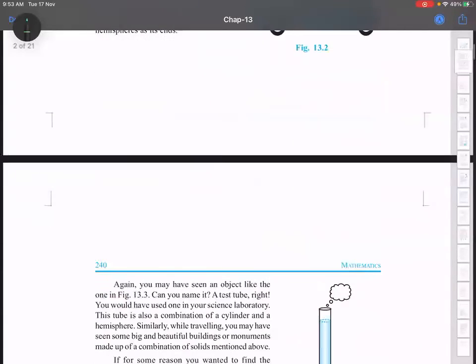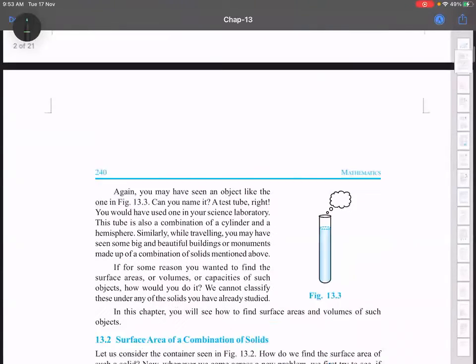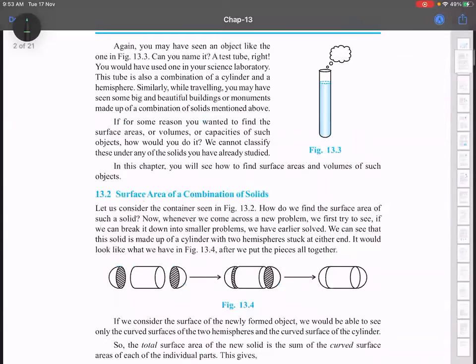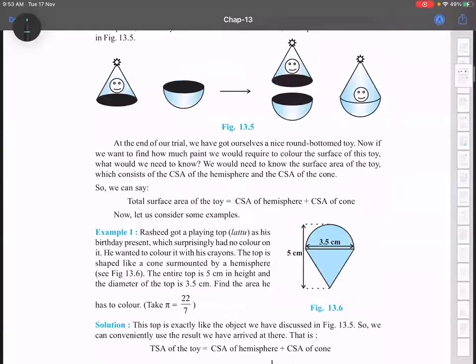So here you are able to see some combined figures just like this. A cone is mounted on a hemisphere. So how do we find the area of this figure? Area of cone plus area of hemisphere. If these portions are to be joined, then we only need to find the curved surface area.